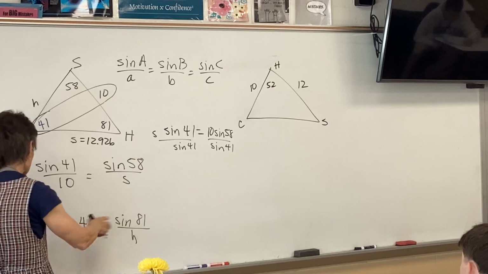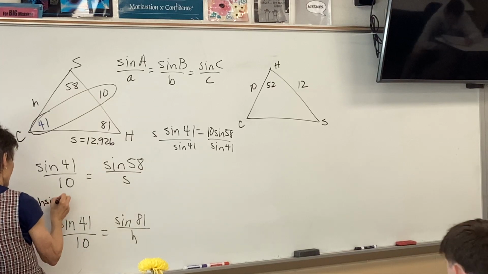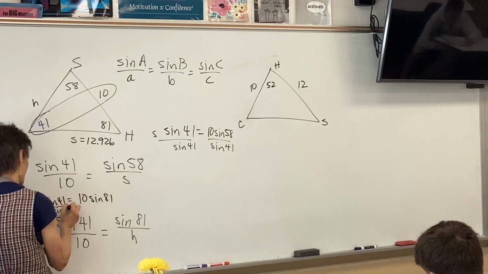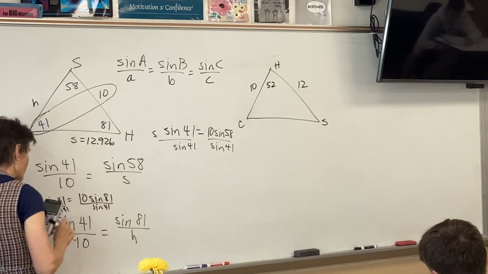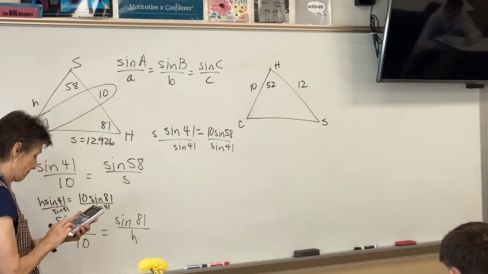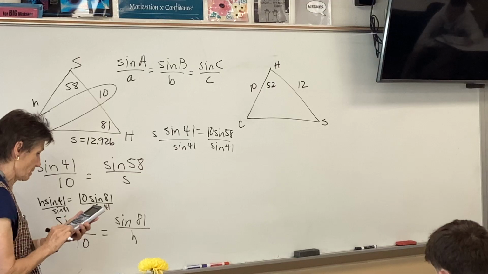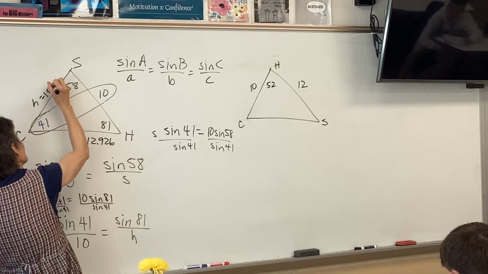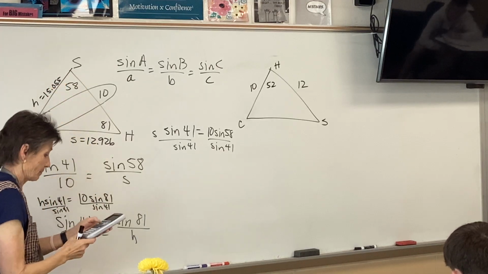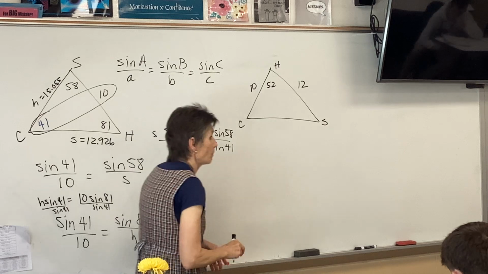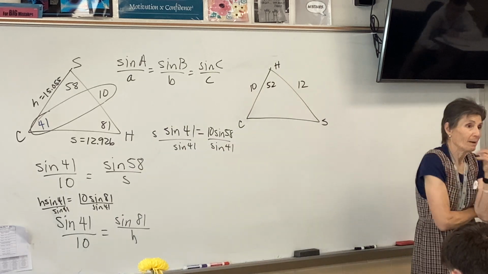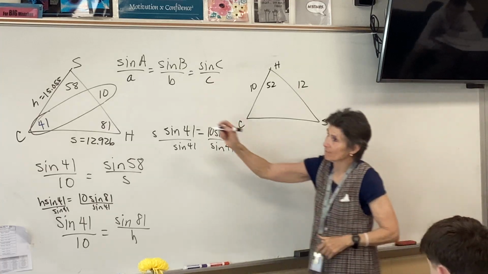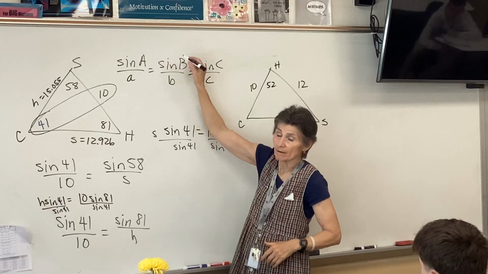And then I'll do exactly the same thing here. So h sine 41 equals 10 sine 81. You probably did this in geometry, maybe. Should look somewhat familiar to you. I got 15.055. Law of sines, super simple. But it only can be used when you have this right here. When you have one of your fractions.